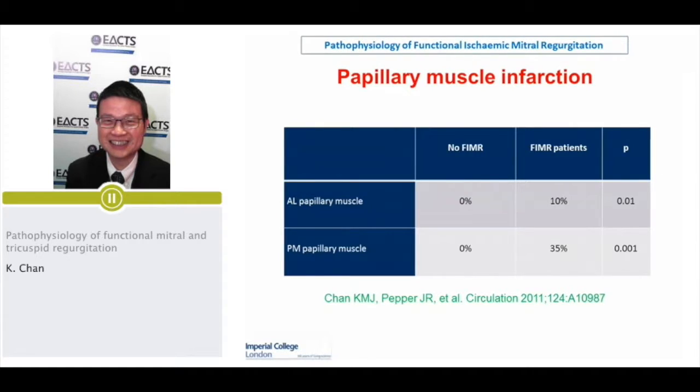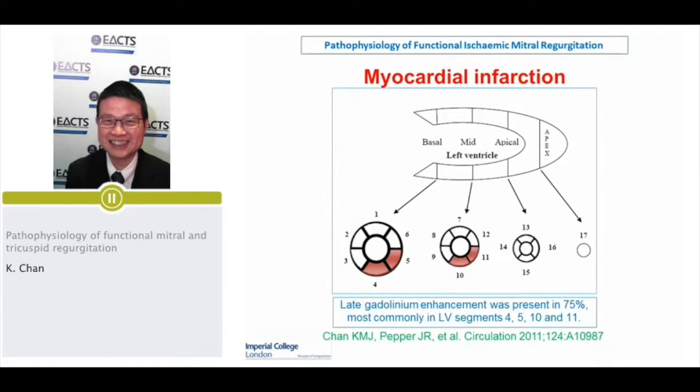Papillary muscle infarction does occur as well, and this is data from cardiac magnetic resonance in 10% of anterolateral papillary muscle and 35% of posteromedial papillary muscle. And this is related to the different blood supplies of the posteromedial papillary muscle compared to the anterolateral papillary muscle. But papillary muscle rupture is very rare nowadays because of early revascularization with infarction. Myocardial infarction can occur throughout the ventricle, but is most common in the inferolateral wall in LV segments 4, 5, 10, and 11, as shown in this diagram.